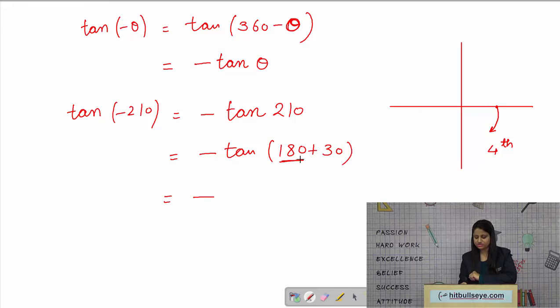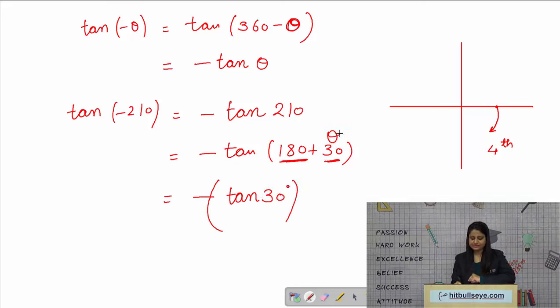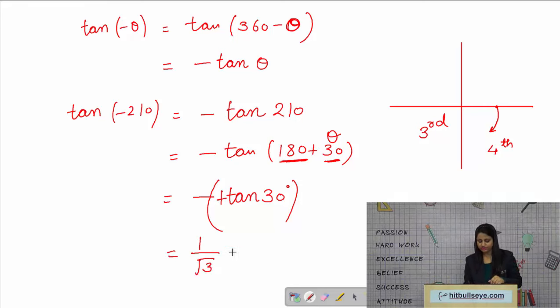By angle conversion, 90 is an even multiple, so the T ratio will not change. It is tan 30. 180 plus theta moves us to the third quadrant, and in the third quadrant tan is always positive. So putting a positive sign here, it will become minus tan 30. What is minus tan 30? That is minus 1 upon root 3. That will be the answer in this case.